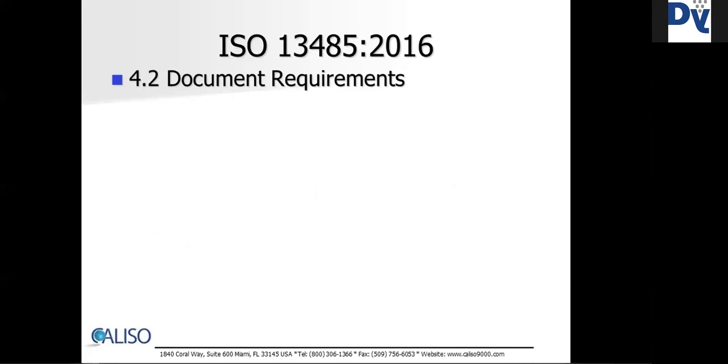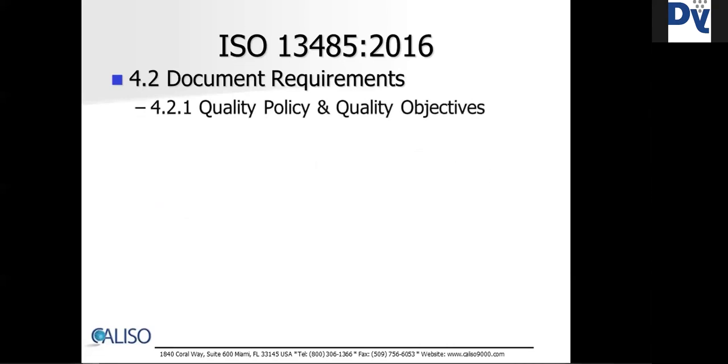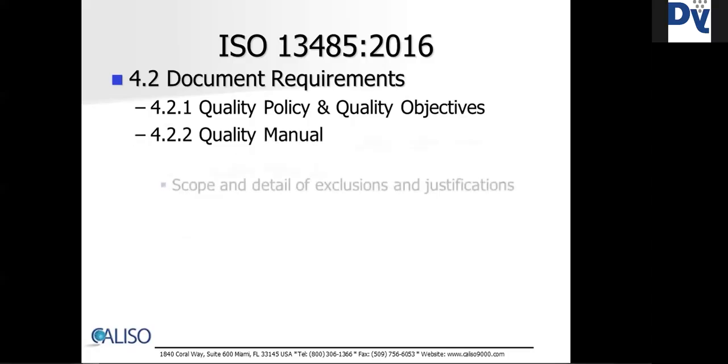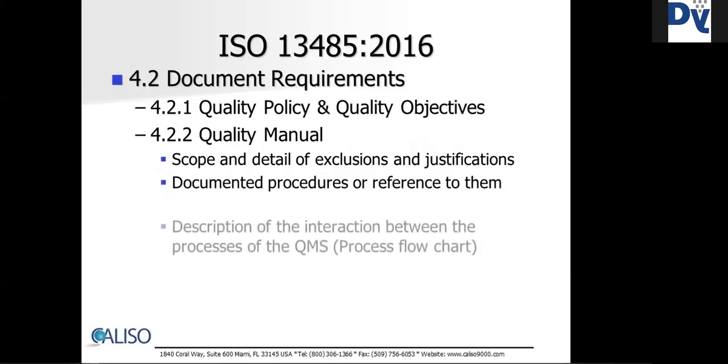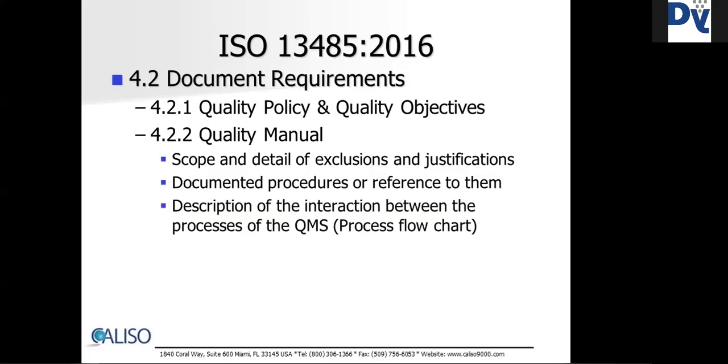Documentation requirements. The quality management system shall include a quality policy and quality objectives, a quality manual that shall include scope and detail of exclusions and justifications, documented procedures or reference to them, and a description of the interaction between the processes of the quality management system, or in other words, a process flowchart.